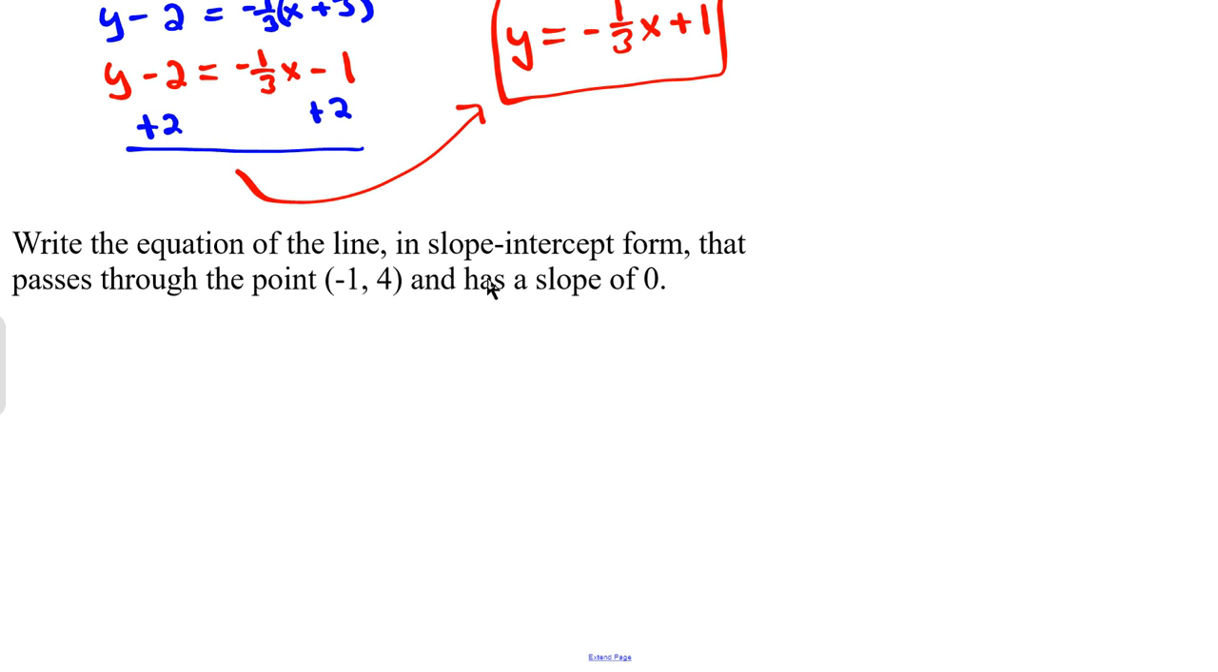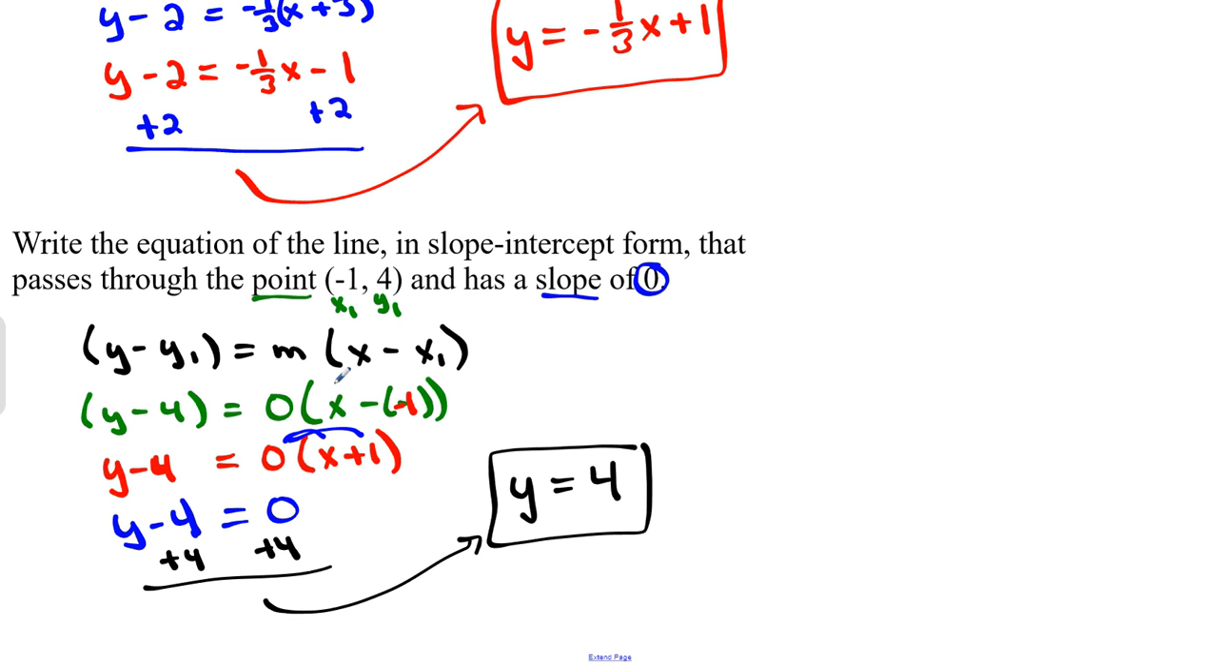Now we're going to scroll down, and I'm going to have you pause the video again and try this one out that has the point negative 1, 4 and a slope of 0. Go ahead and pause the video and work this problem out. The correct answer for this one is y equals 4. They gave us the point, negative 1, 4, and a slope of 0. We plugged into our point slope form, simplified for y, and got it down to y equals 4.